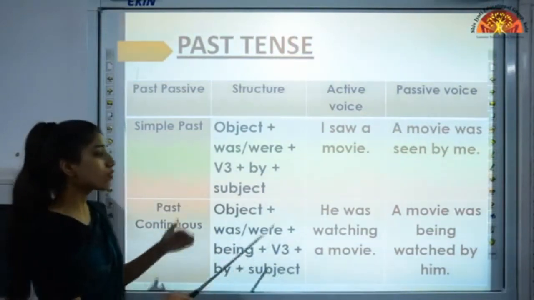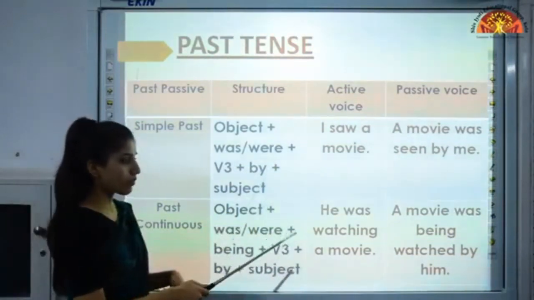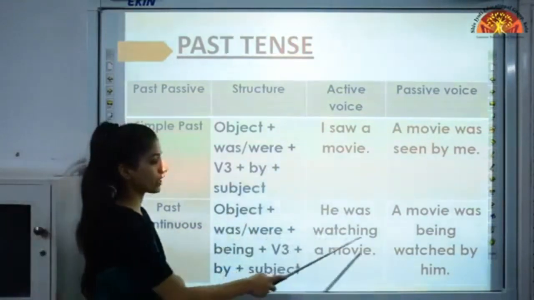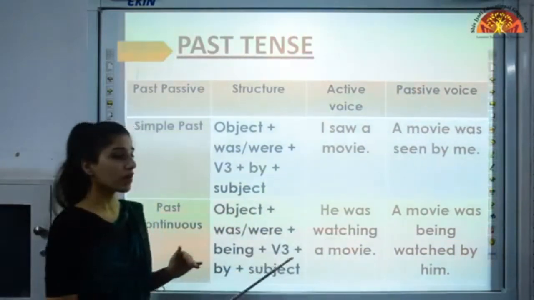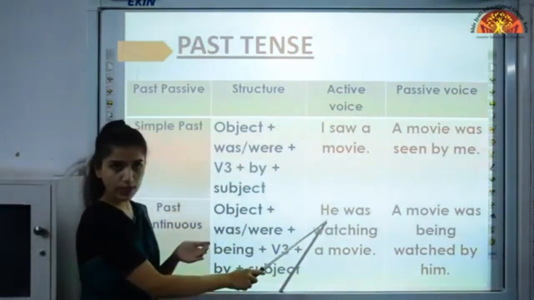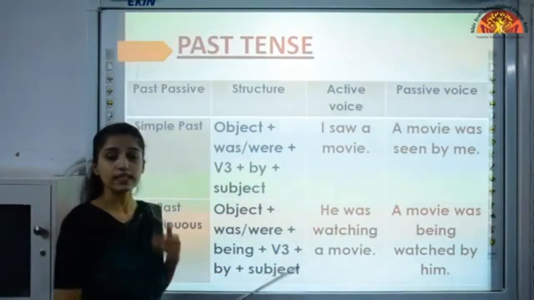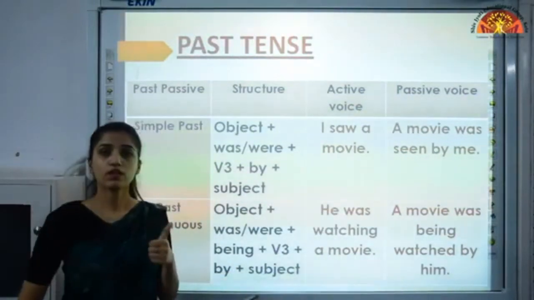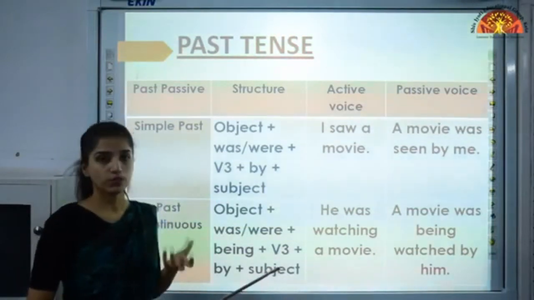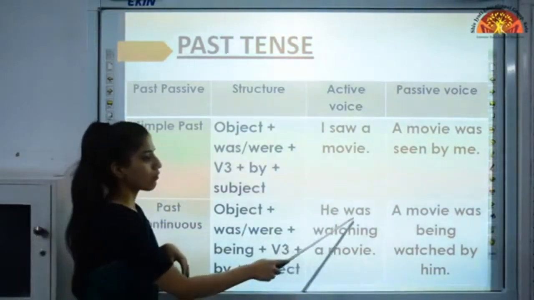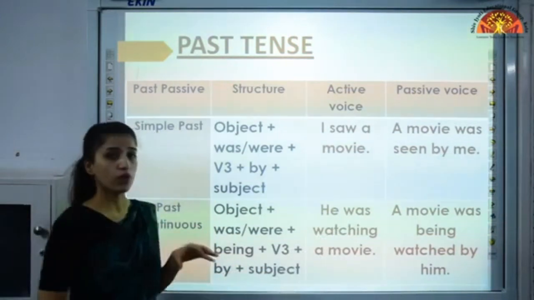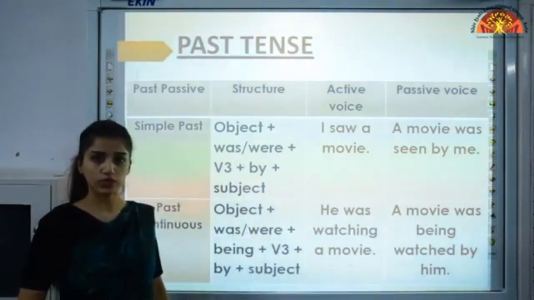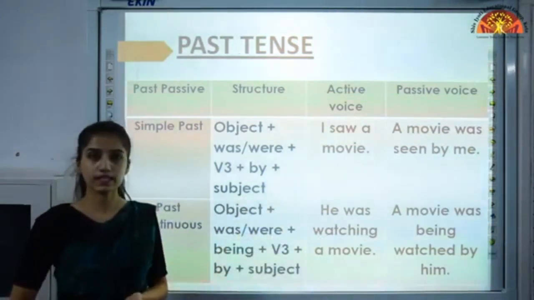So let's look at the active voice over here. He was watching a movie. Now he is the subject, was watching is the verb, and a movie is the object over here. So he is the subject, was watching is the verb, and a movie is the object.